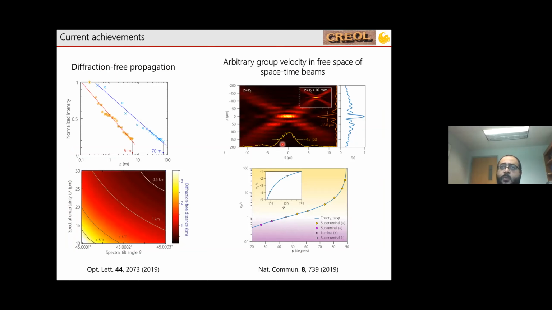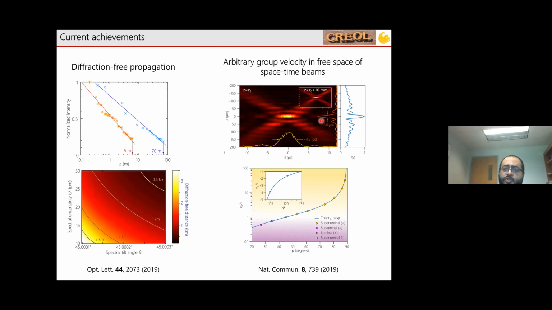Two examples that we published a couple of years ago. One is starting to go to long distance propagation with these beams. We reached about 100 meters in the past. We have brand new results that we're carrying out at the TISTA facility on the Space Coast, where we have now reached a kilometer propagation distance with 1 millimeter sized wave packets.